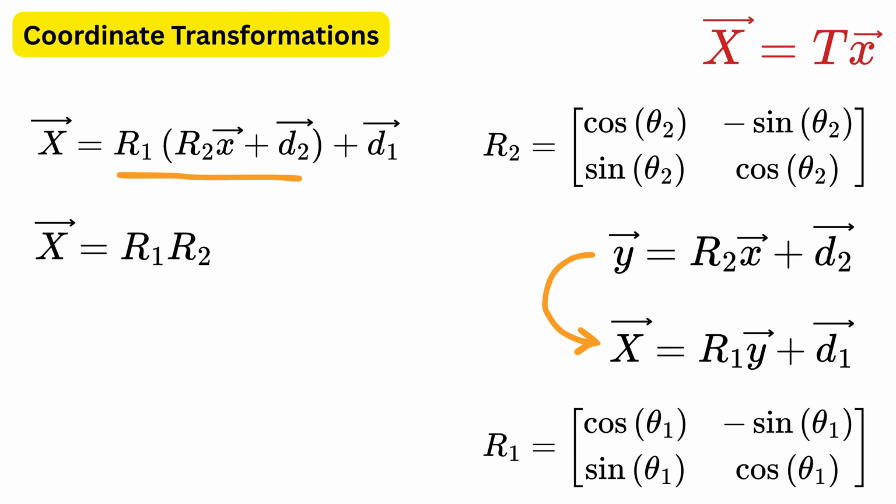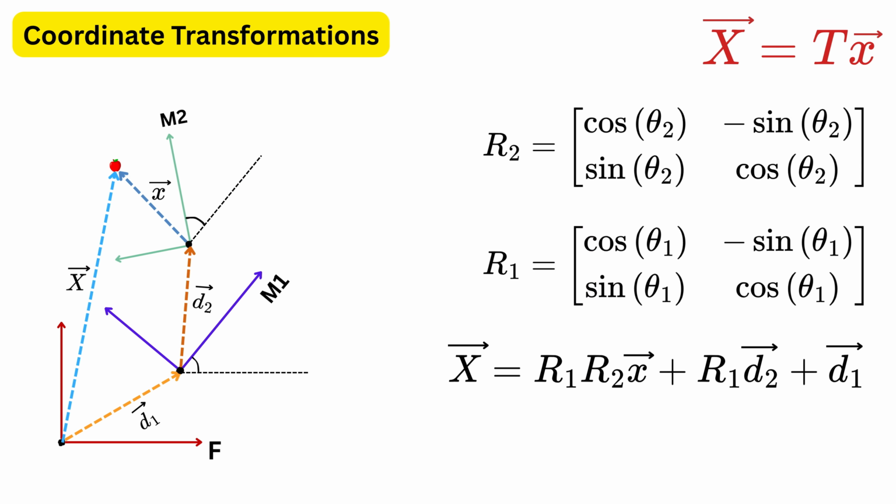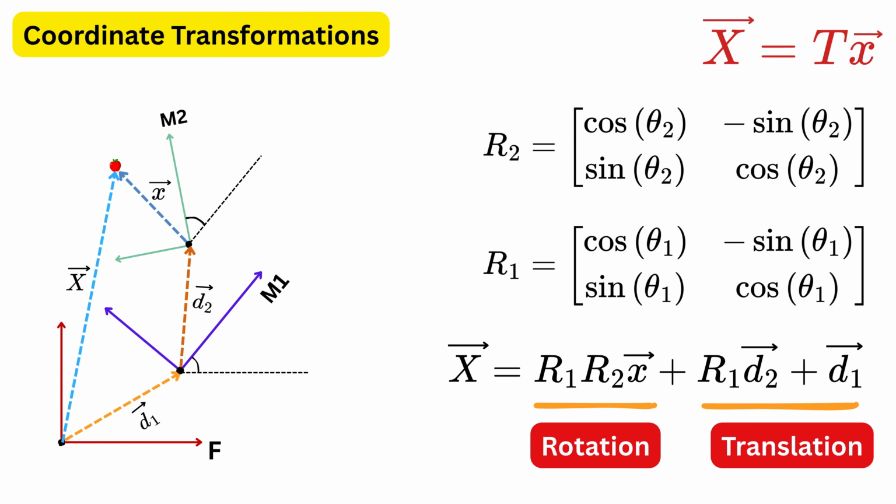Expanding this, we get big X equals R1 times R2 times small x plus R1 times d2 plus d1. This gives us the final position of the point in the fixed frame, where the first term, R1 times R2 times small x, combines the rotations from both moving frames to adjust the point's position relative to the fixed frame. Then the second and third term combined together is kind of a translation of the moving frame M2 with respect to the fixed frame F.